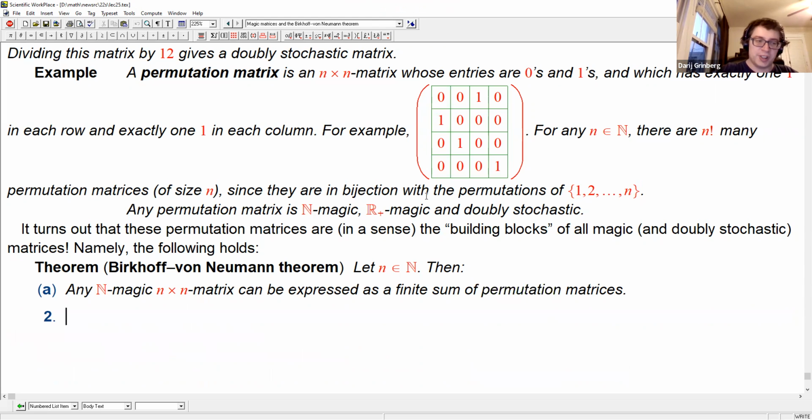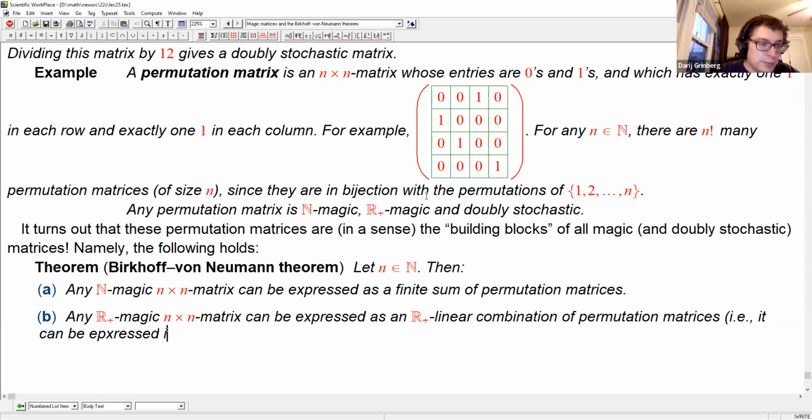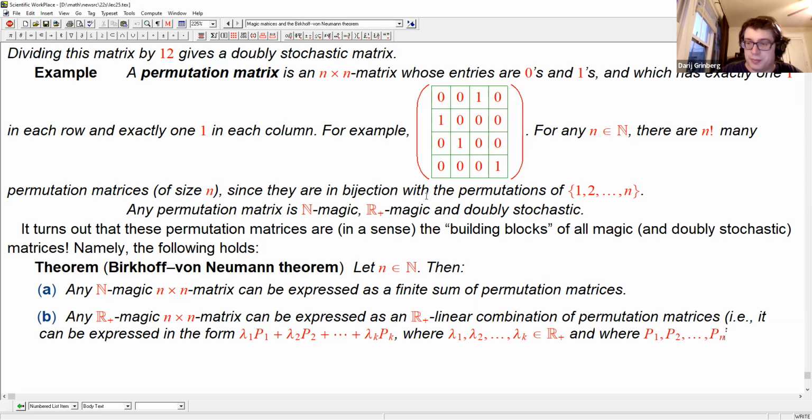Next, the analogous claim for real numbers: any R plus magic n by n matrix can be expressed as, and now I cannot take finite sums because finite sums would only give me integers. So I have to use an R plus linear combination of permutation matrices. In other words, it can be expressed in the form lambda 1 P1 plus lambda 2 P2 plus dot dot dot plus lambda k Pk, where lambda 1 and so on are non-negative reals, and where the P's are permutation matrices.